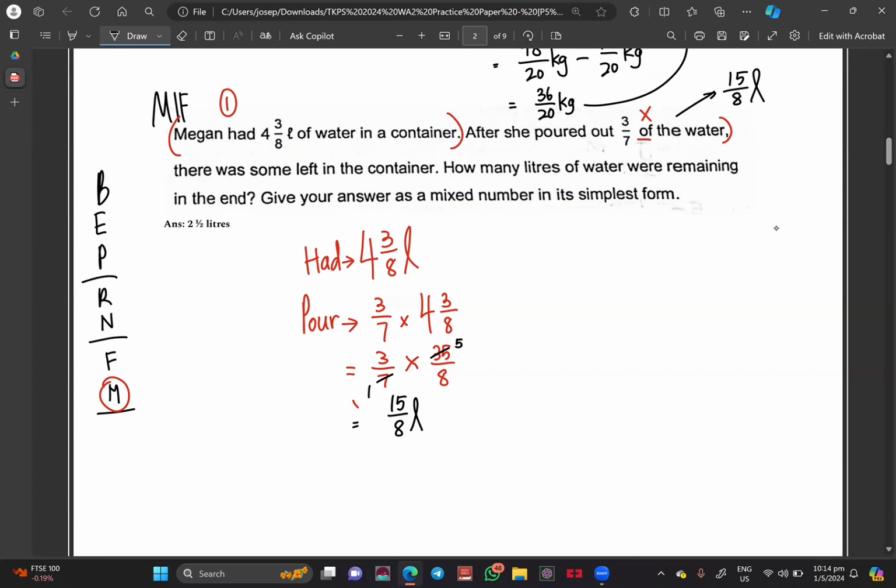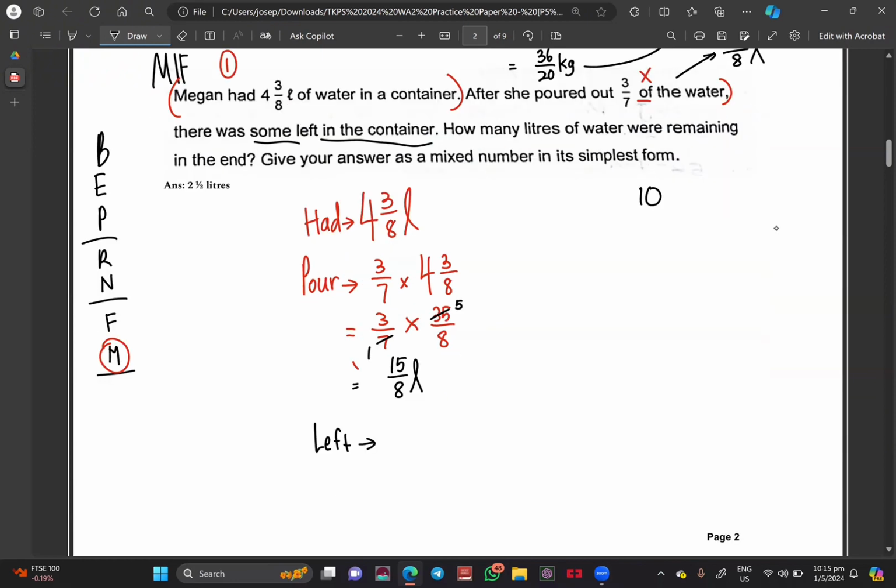And they said that there was some left in the container. So we are going to say "left". How do I find what is left? Let's say today I have 10, I pour out 2. What am I left with? I am left with 8. The process is to minus. Isn't that true? So to pour means to minus.